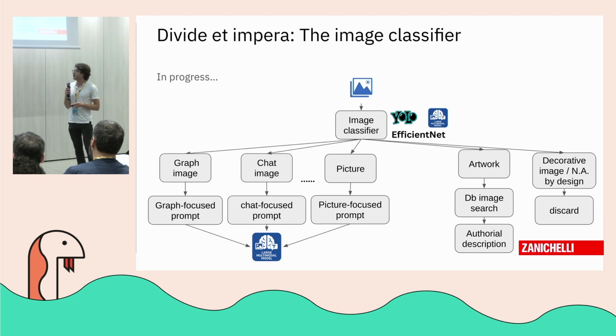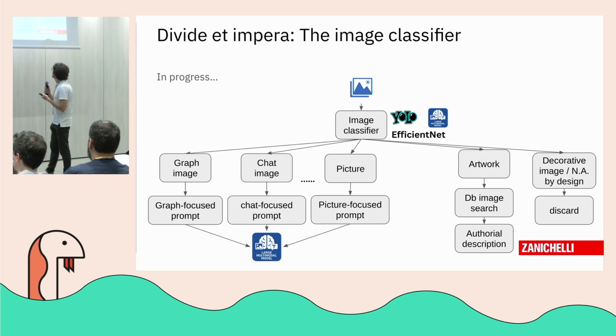And then, based on the classification outcome, we can choose a specific prompt, or for artwork, we want to do a DB image search to find the most appropriate authorial description, or if we find a decorative image or images which are not accessible by design, we will just discard them.